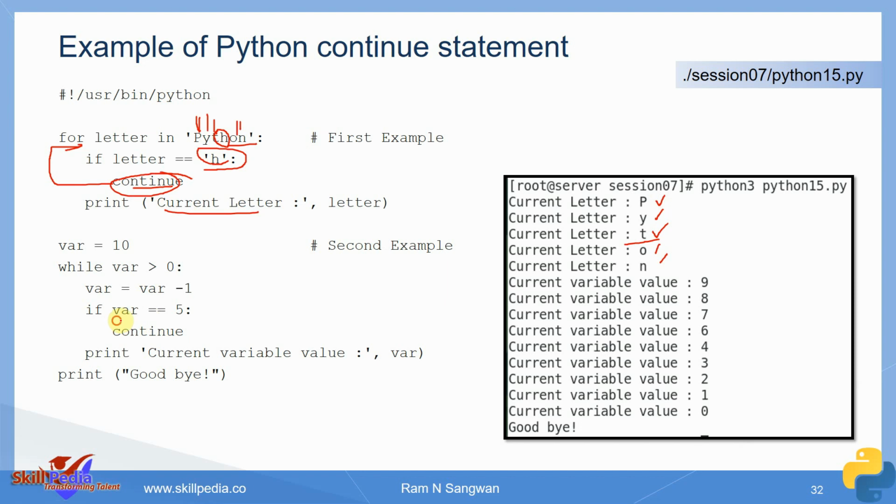Similarly here also, if var is equal to 5, continue. So it will print all the numbers: 9, 8, 7, 6, 5 is missed, 4. So continue will skip or reject the rest of the statements in the loop and will put the control of the loop execution back at the beginning of the loop again.